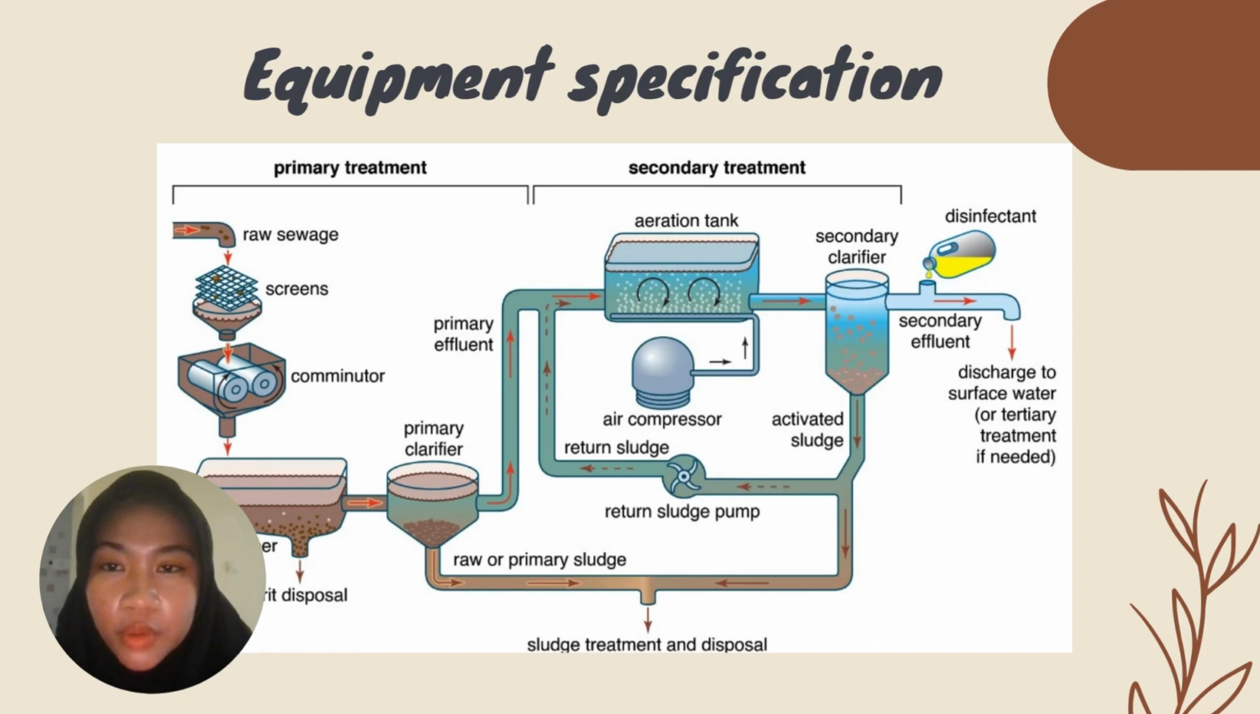Here is the summary of our equipment specification for the water discharge treatment. The first one is the primary treatment, which has raw sewage, screening, comminutor, and grit disposal. Then it goes through the primary clarifier and then the aeration tank. The sludge will be disposed of, and the water will then be returned to the aeration tank, and the secondary effluent will have disinfectant added.